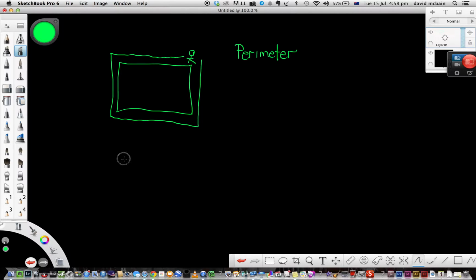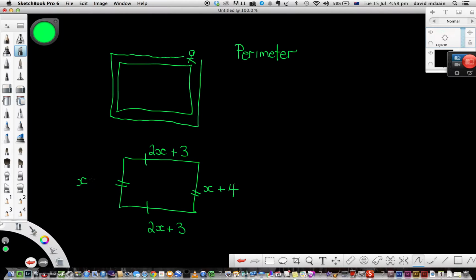So for example, if we had a shape like this, and we said that this distance here, the length, was 2x plus 3, just as an algebraic expression for that length, then because this is a rectangle, those two sides are the same. So that would also be 2x plus 3. On the other hand, let's say that the width of this rectangle is x plus 4. And because it's a rectangle, that side is the same as that side, which therefore means that this would also be x plus 4.